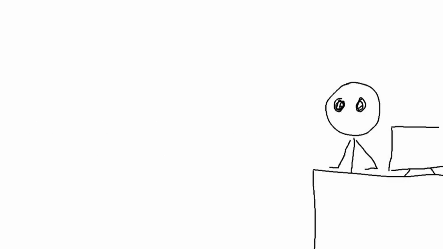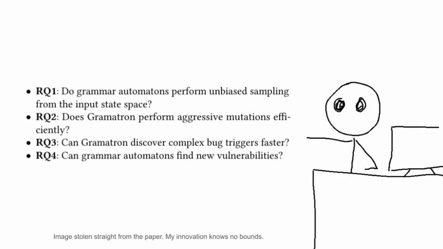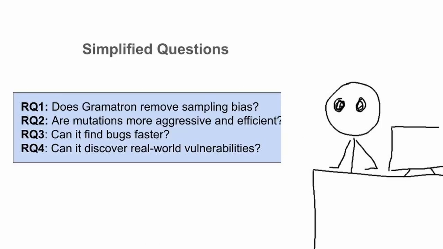Okay, so at this point, I've spent 16 minutes just telling you Gramatron's going to be better than Nautilus. Gramatron is a better implementation of grammar-aware fuzzing, yada, yada, yada. Let's actually look at the numbers and the results from the paper and see how Gramatron, as a fuzzer, stacks up with Nautilus GH and Nautilus P. To do this, we're not only going to look at the data, but answer the 4 major research questions. 1, does Gramatron remove sampling bias? 2, are mutations more aggressive and efficient? 3, can it find bugs faster? And 4, can it discover real-world vulnerabilities?